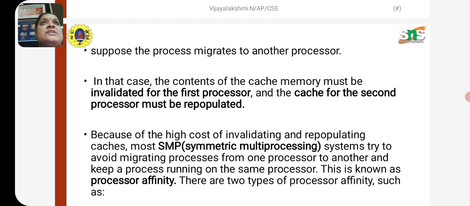Here the problem occurs: if all the processes use the same cache memory, there is no problem. If a process wishes, or has the affinity, to move from one processor to another processor, there arises a problem. We need to invalidate the cache of the first processor and revalidate it in the second one, and we need to change the cache content as well, which is not an easy task.